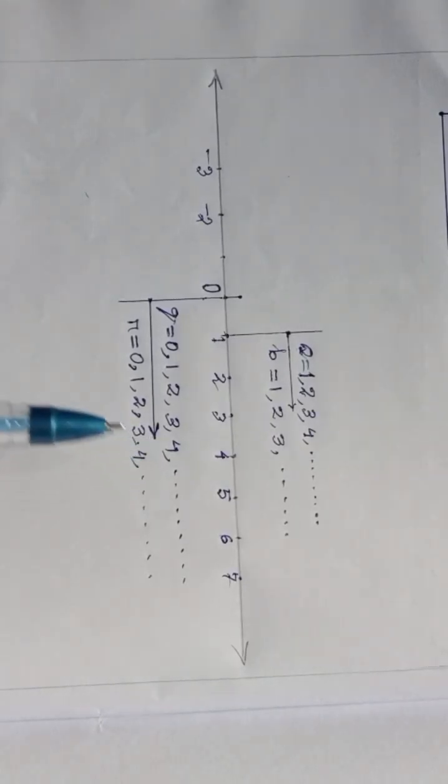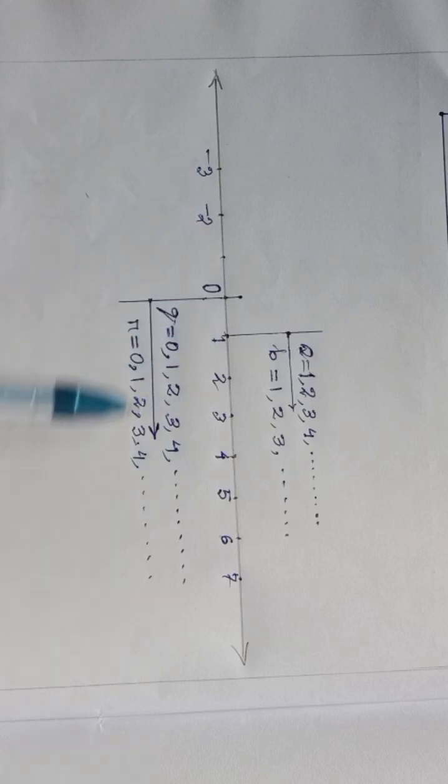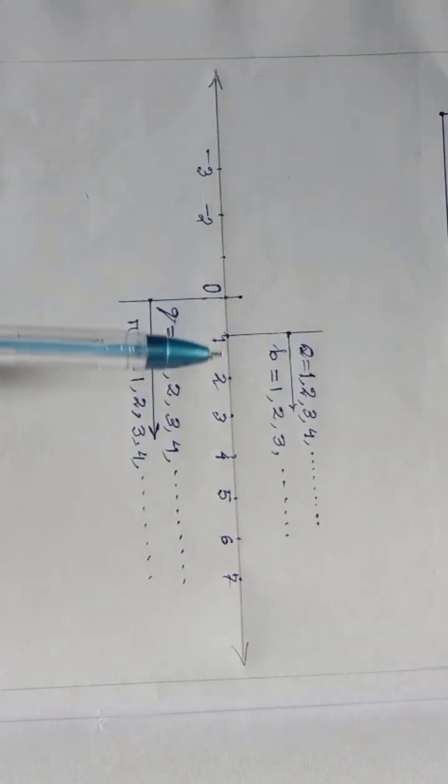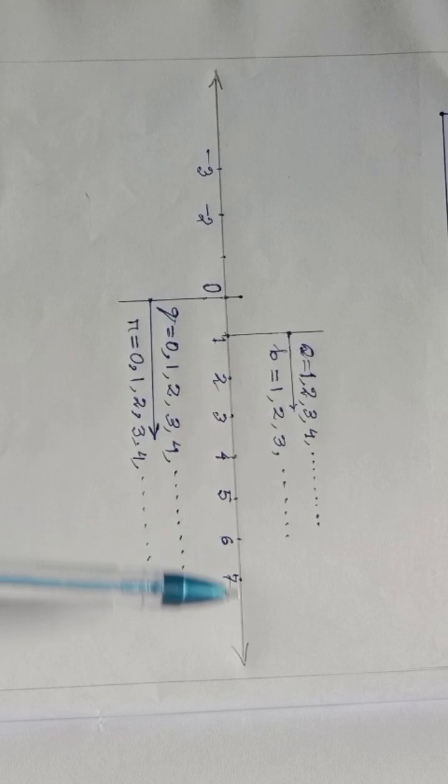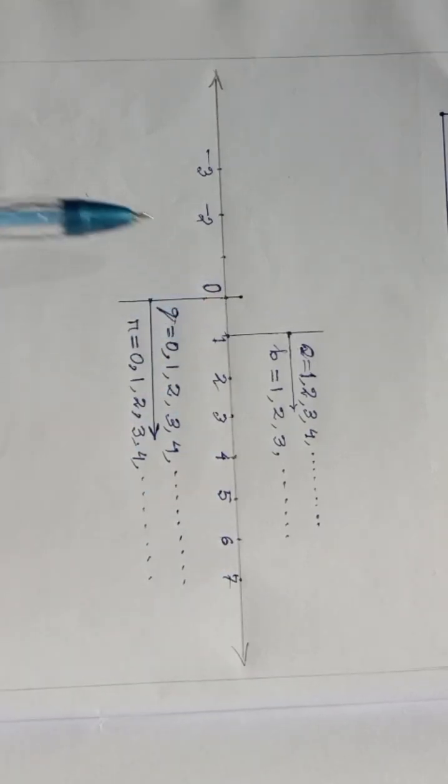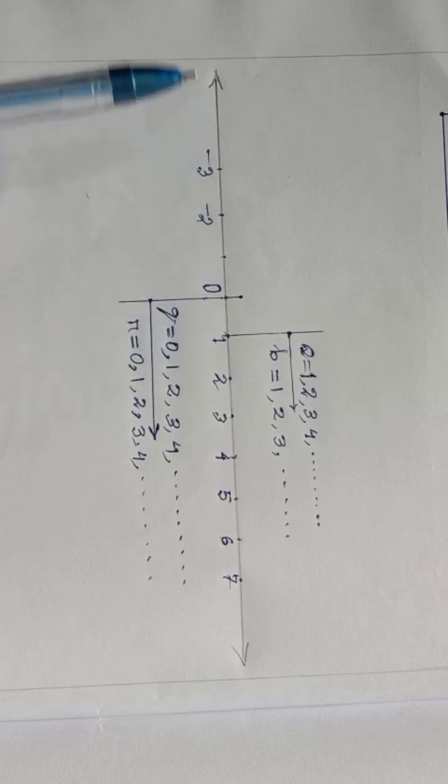Look at here, this is a number line. Towards the right 0, 1, 2, 3, etc. all are positive. Only 0 is neither positive nor negative. And towards the left all are negative.